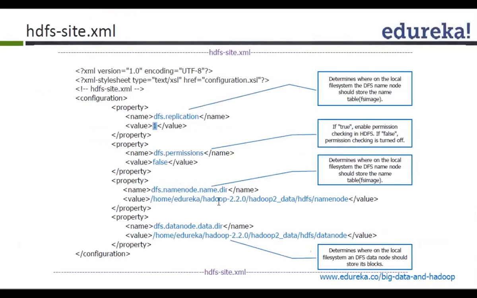So I told you there are two things, right? There is something called FS image and edits. You will see that inside this particular directory. I'll go inside and show it to you. And then the data.dir will contain the place where the actual block files are going to be stored. Remember we said about blocks of 128 MB? This is where it is.